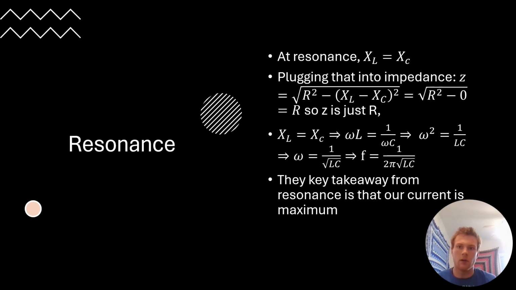At resonance, the reactance from our inductor and the reactance from our capacitor are equal. So let's just plug that in. If XL equals XC, then our impedance is just R. And then looking at the frequency calculation, the resonance frequency is equal to 1 over 2 pi times the square root of our inductance times our capacitance. The key takeaway here is that at resonance, our current is maximum. And that's kind of all we want to figure out. That's when our graph is at its peak.